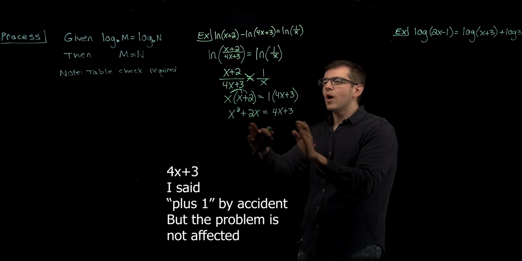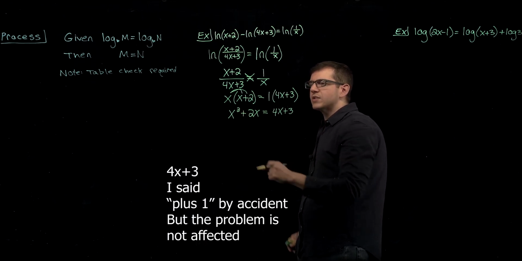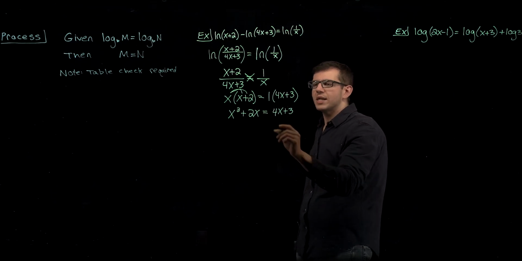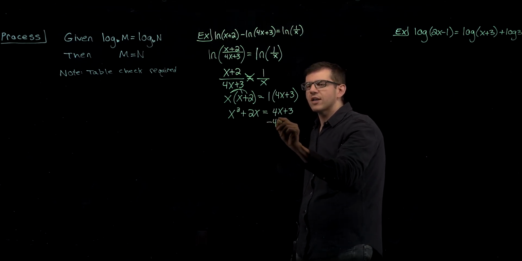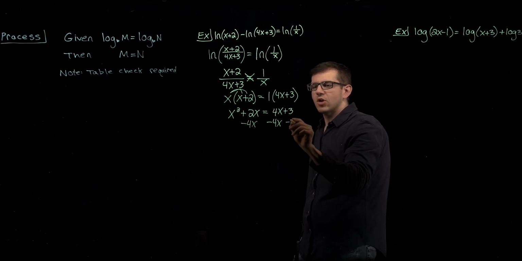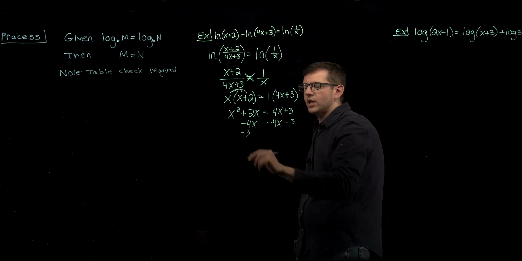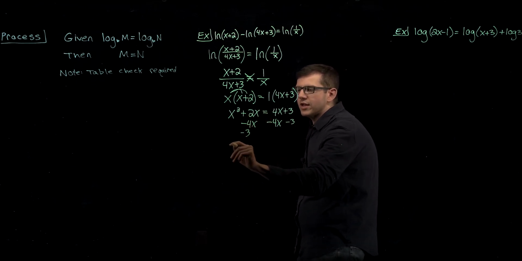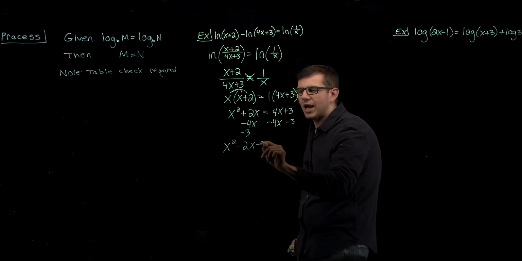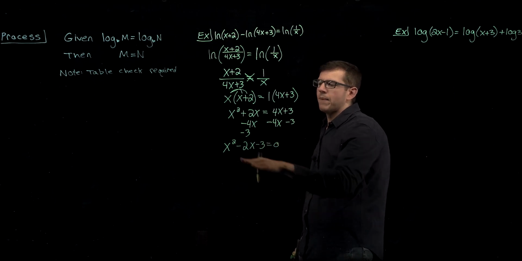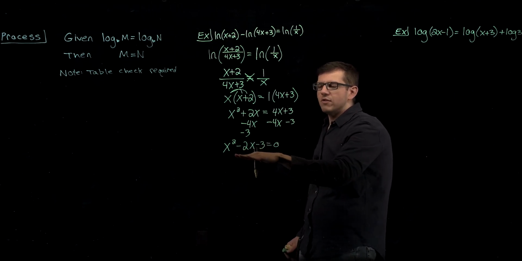And now this is a quadratic equation since we have this x squared here, so we're going to move everything to one side to get one side equal to 0. So we'll subtract 4x from each side of the equation and subtract 3 from each side of the equation. You can break these up as 2 different steps if you prefer. And this will give us x squared minus 2x minus 3 is equal to 0. And now we can go about solving this.